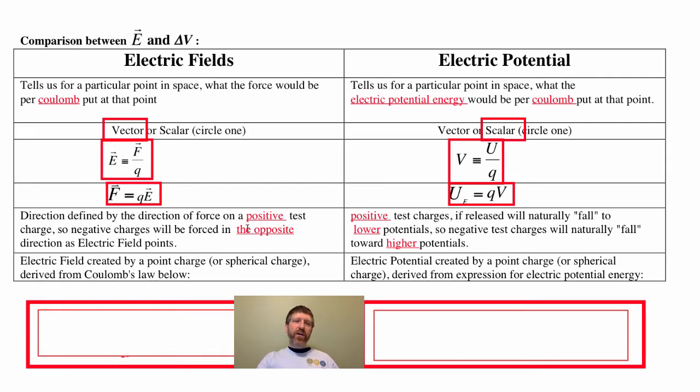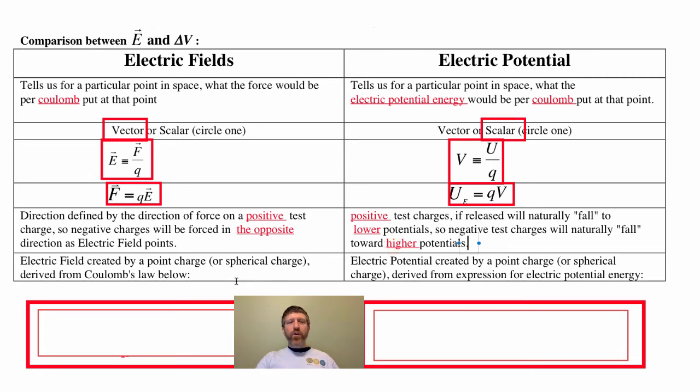The direction here is defined by the direction of force on a positive test charge. So negative charges are forced in the opposite direction as the electric field points. Positive test charges, if released, will naturally fall to lower potentials, just like a ball rolling on a hill. Positive test charges naturally roll downhill to lower potentials, just like a ball rolls to lower altitudes on a hill. Negative test charges, by contrast, roll uphill to higher potentials. And as long as you remember that, the hill analogy works very, very well.